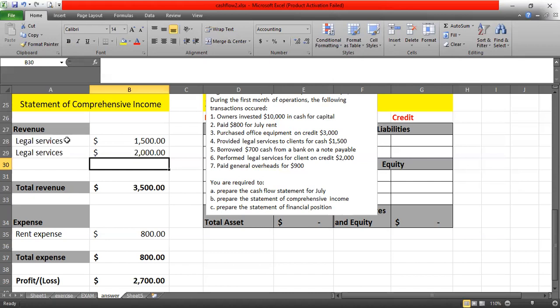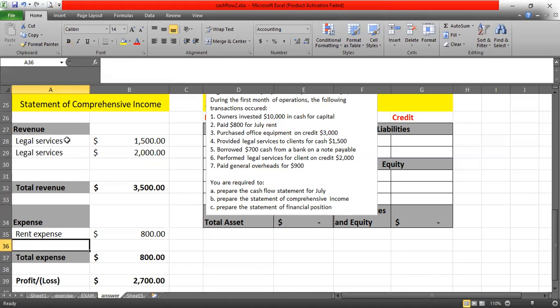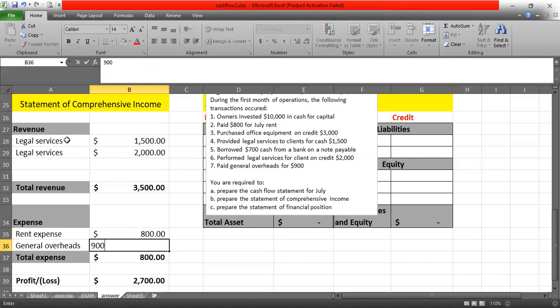The last would be paid general overheads for $900. This is clearly an expense, general overheads expenses. So I'm going to type in here general overheads for $900. So now we have a profit of $1,800. Just subtract the total expense from the total revenue, and we end up with $1,800 profit.